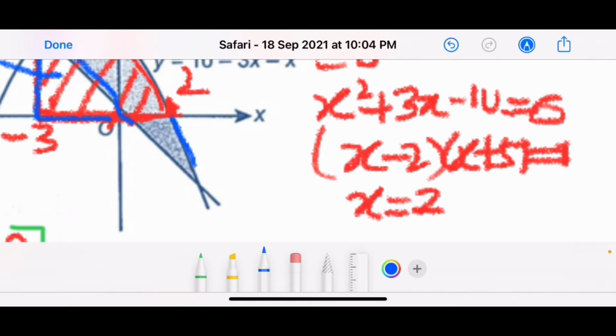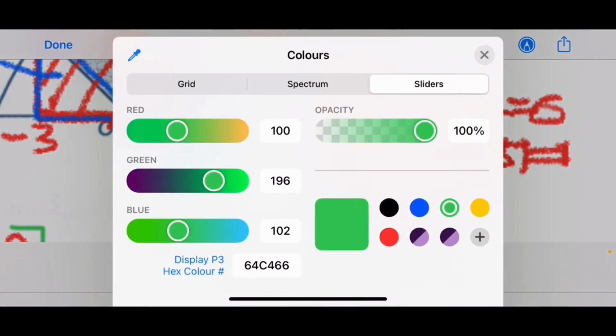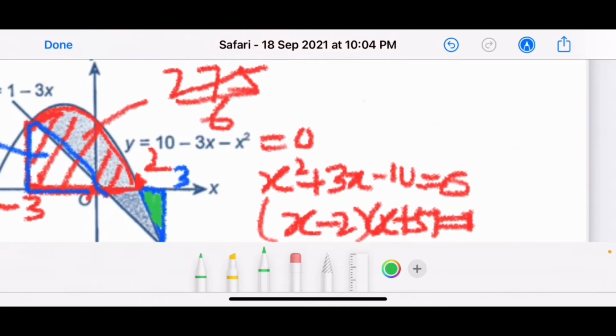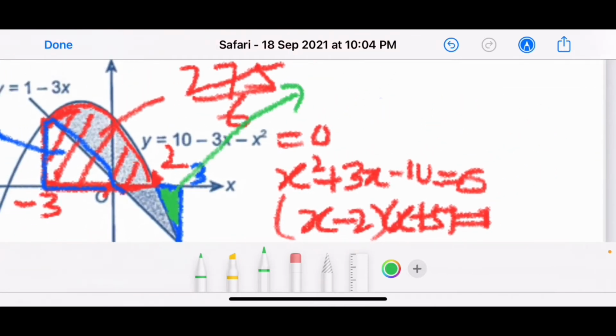The curve is here, right? Under the curve is here. This one is just now we have 3. So we need to find out this blue color. I'll make it green color. This green color is under the curve. It is not a triangle. It's a curve. So that means for the green area, we have to integrate from 2 to 3.